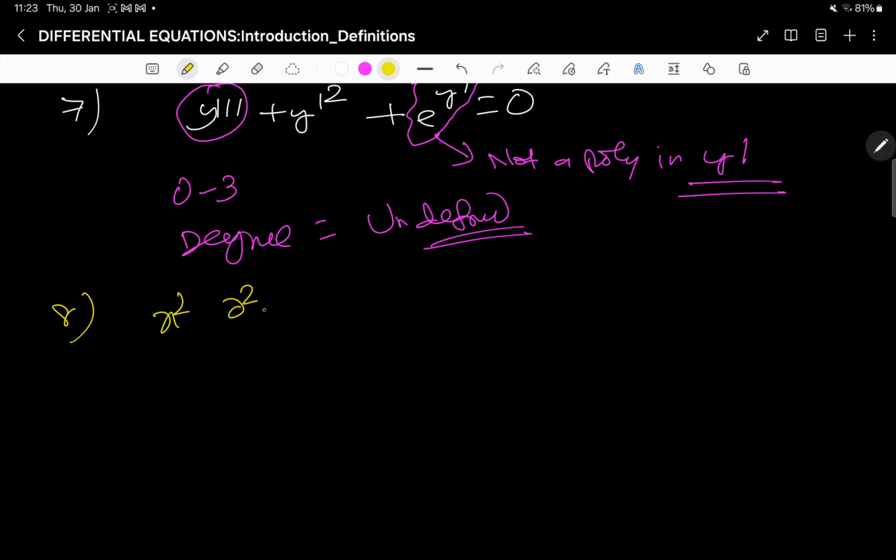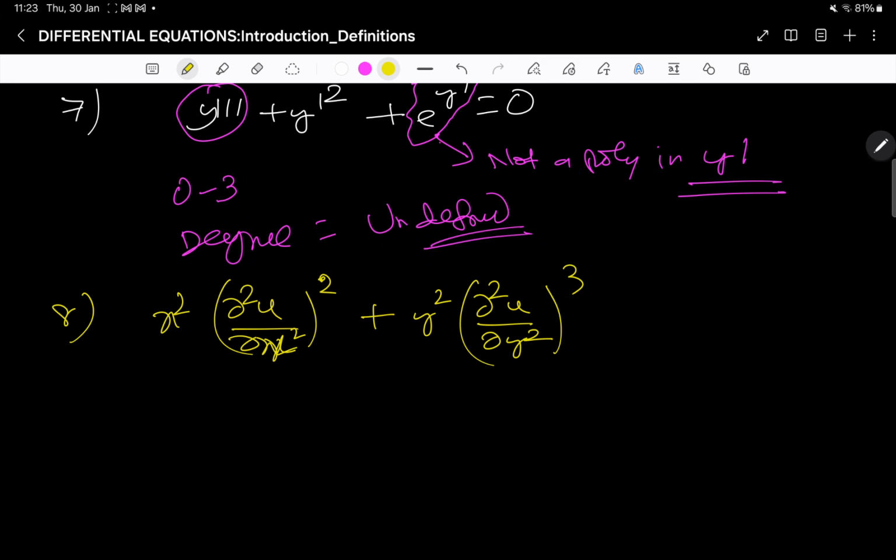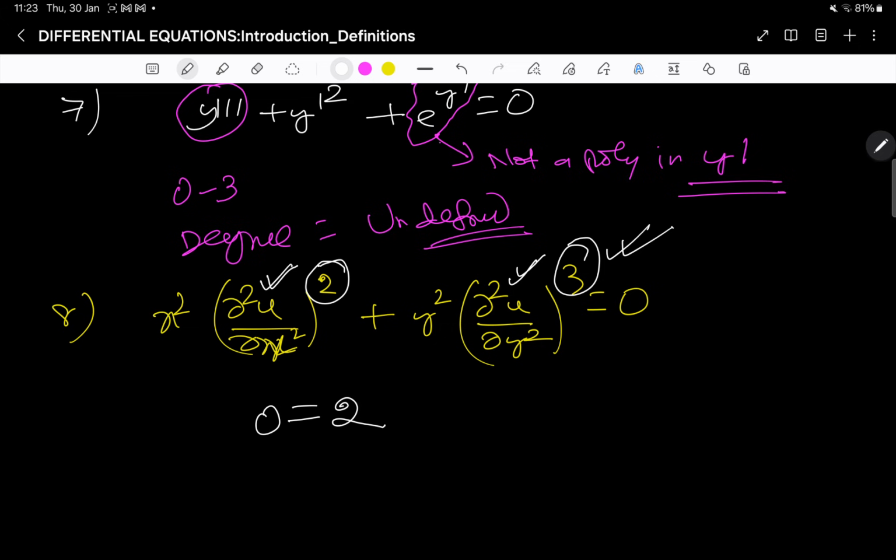Suppose (x² ∂²u/∂x²)² + (y² ∂²u/∂y²)³ = 0. You see the highest order derivative here is this, this is also the highest order derivative, this is also the highest order derivative. The order is 2. Now we have to see this power is 2 here, but this power is 3. This is the highest positive integral power, so this will give us the degree. The degree is equal to 3 here. Okay, in this way we will be able to find the order and degree of a differential equation.